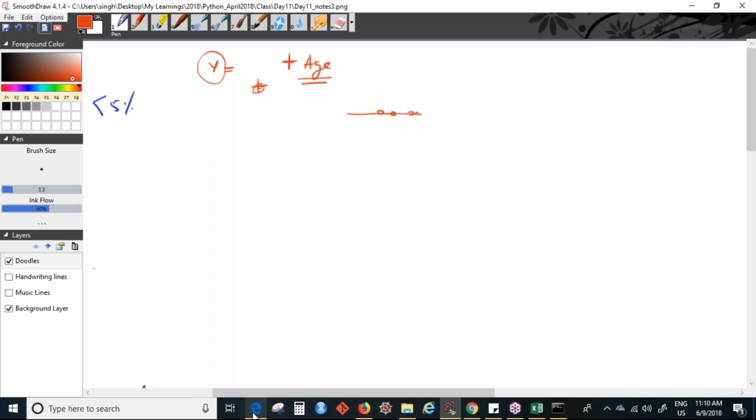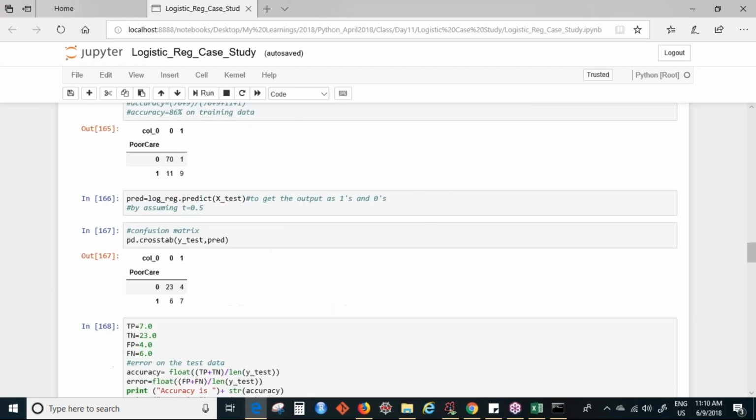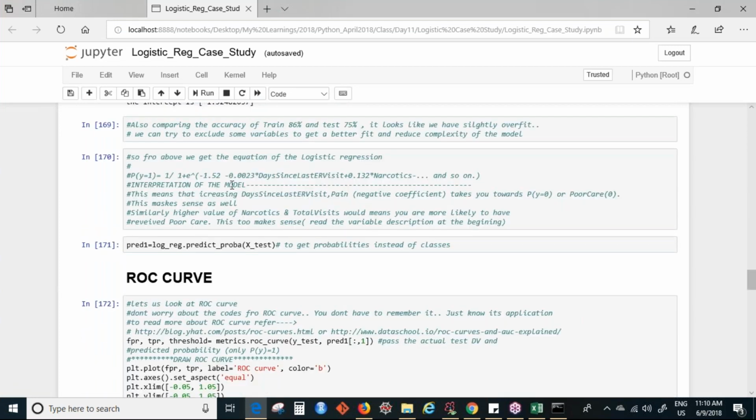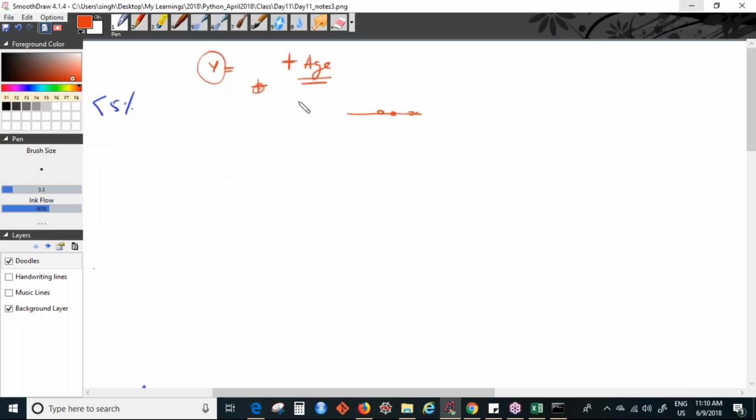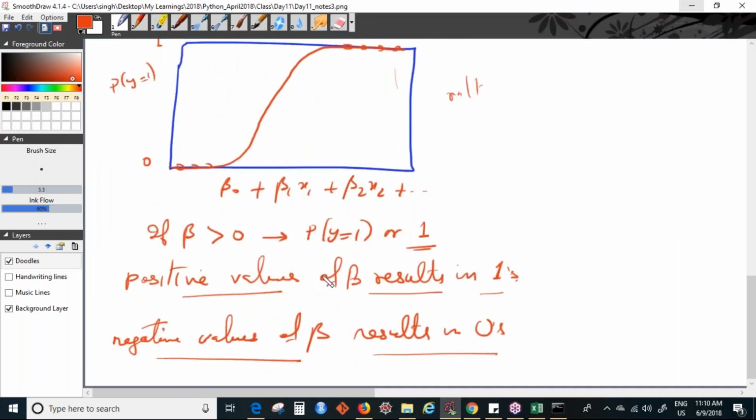I think I have that mentioned here somewhere. The interpretation part, yeah, it is here. Interpretation of the model. So here there are some variables which are particular to this case study. So you will not understand now. Once you go through the problem statement, you will understand. Okay. But whatever I discussed, that is how it is. If it is positive, it pushes you towards the probability of 1. If it is negative, it gets you closer to the zeros.